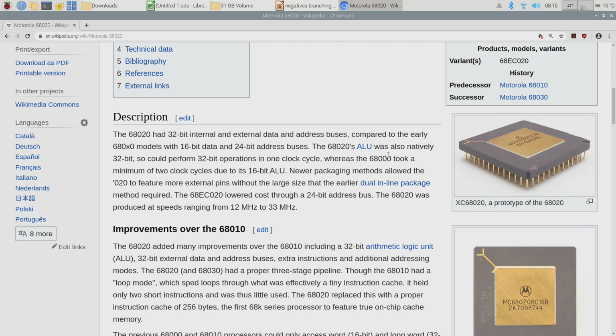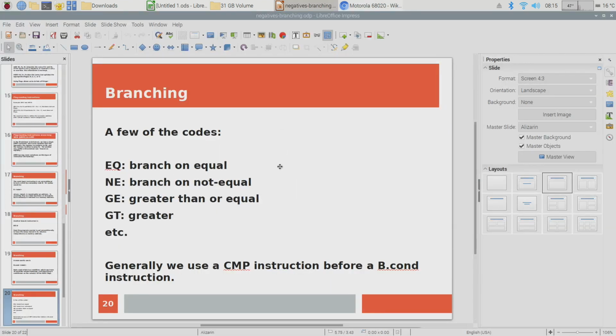Yeah, so the 68020, that's what he was programming on, and it ran at amazing speeds of 33 megahertz. Anyway, so that might be a reason to use things like branch evers and no ops.